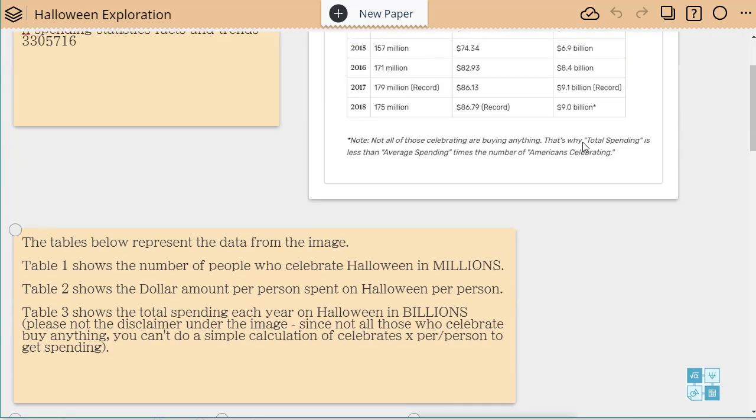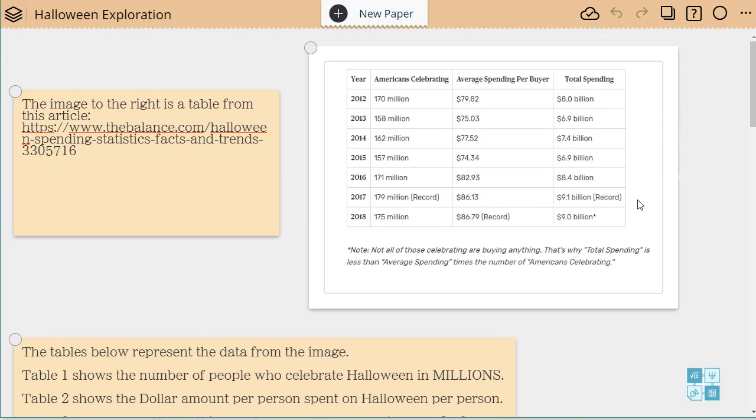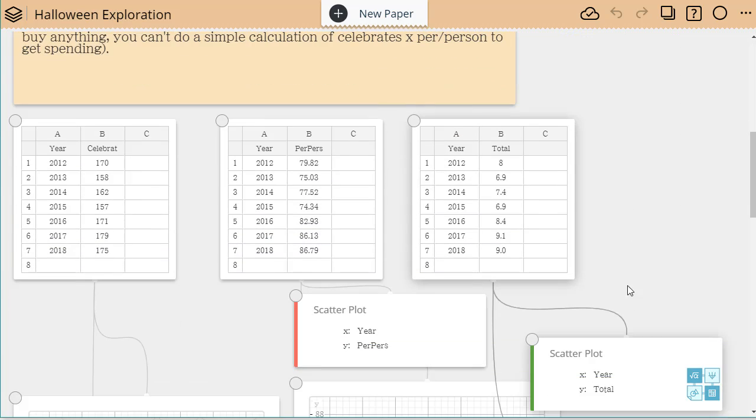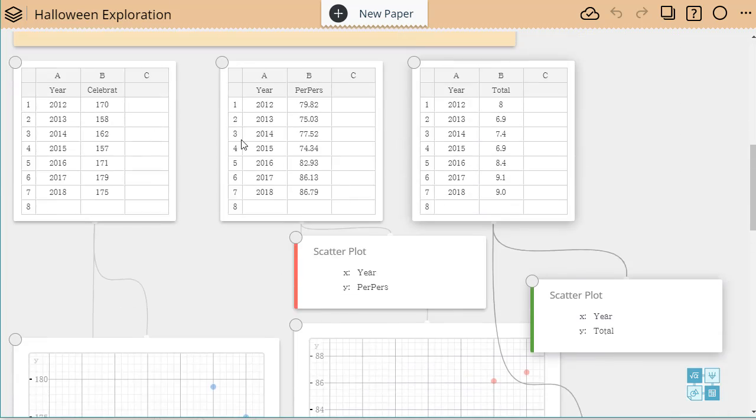And actually, if you look back up here, 2017 was a record year for everything, so that would be a very interesting thing to look at. But then look at what the difference is here. Spending per buyer went up in 18, but our total spending and the number celebrating went down. So what's happening? These are fun things where you could use data to explore maybe some cultural changes or some political changes that are going on.